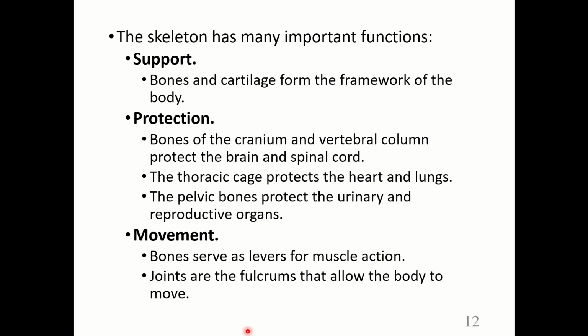The skeleton has many important functions. In this slide, we'll see support, protection, and movement. Support occurs when bones and cartilage form the framework of the body. Protection occurs when bones of the cranium and vertebral column protect the brain and spinal cord, or bones of the thoracic cage protect the heart and lungs, or the pelvic bones protect the urinary and reproductive organs. Movement occurs because bones serve as levers for muscle action. Joints are the fulcrums that allow the body to move. We will discuss that in the articulations chapter.